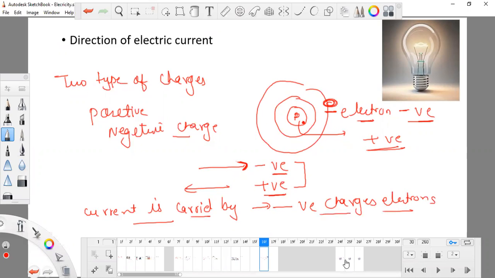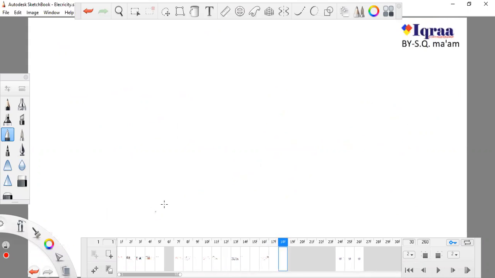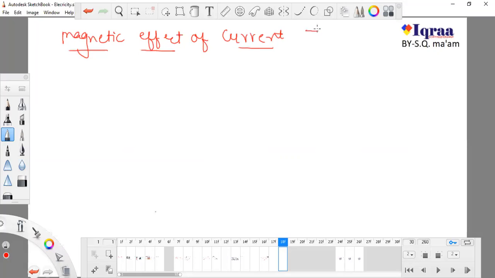Okay, now I'm going to start your chapter, which is known as magnetic effect of current, and this is a very useful chapter. If you are done with electricity, now I'm going to tell you about the magnetic effect of current. Now, what is magnetic effect of current?